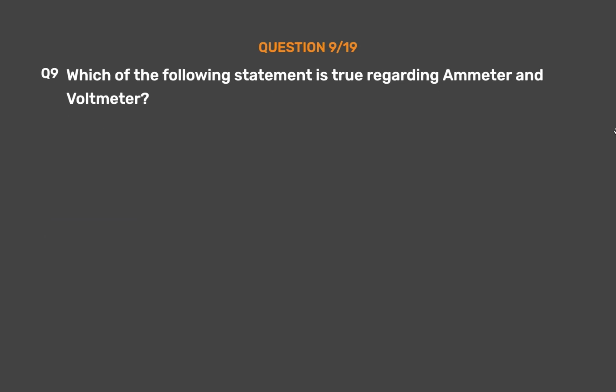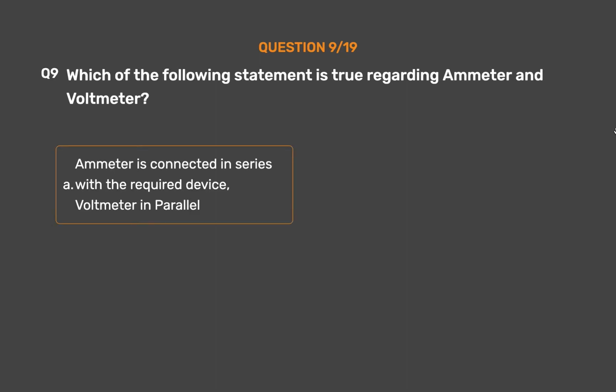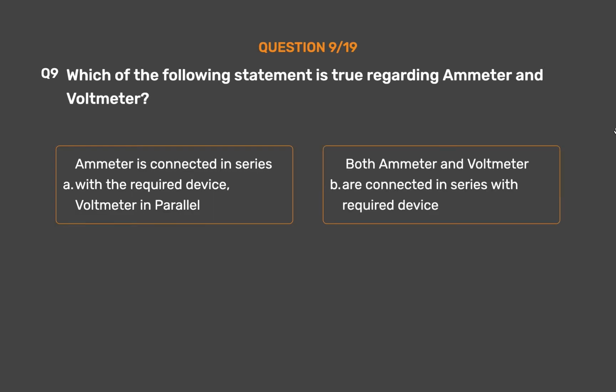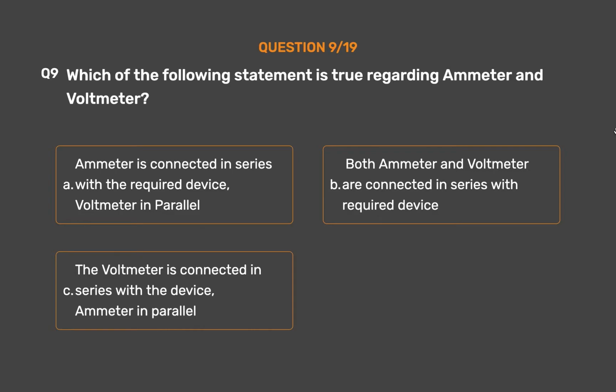Question number 9. Which of the following statements is true regarding ammeter and voltmeter? Option A. Ammeter is connected in series with the required device, voltmeter in parallel. Option B. Both ammeter and voltmeter are connected in series with the required device. Option C. The voltmeter is connected in series with the device, ammeter in parallel. Option D. They can be connected in any way.